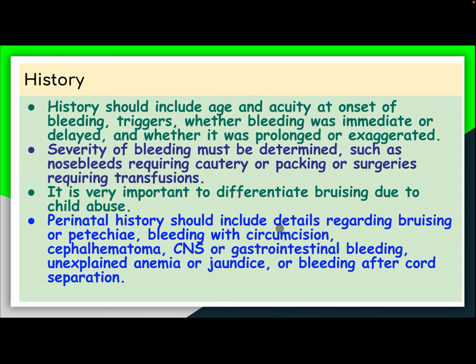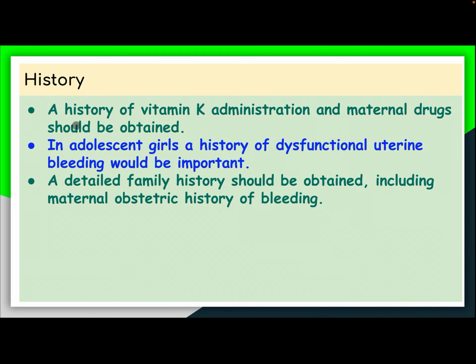Perinatal history should include detail regarding bruises or petechiae, bleeding with circumcision, cephalhematoma, CNS or gastrointestinal bleeding, unexplained anemia or jaundice, or bleeding after cord separation. A history of vitamin K administration and maternal drugs should be obtained. In an adolescent girl, a history of dysfunctional uterine bleeding is important. A detailed family history should be obtained, including maternal obstetric history of bleeding.